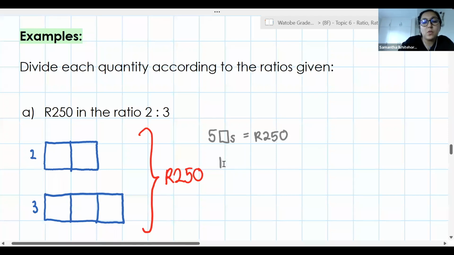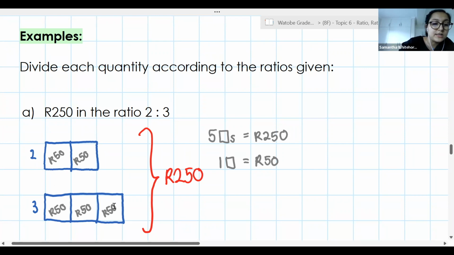Which means that every one of these blocks must be equal to 50 Rand. Sure, that was mental math. That took way too long. So every little block that I've drawn here is a value of 50 Rand. And because I now know that, it becomes very easy to say what this ratio is.